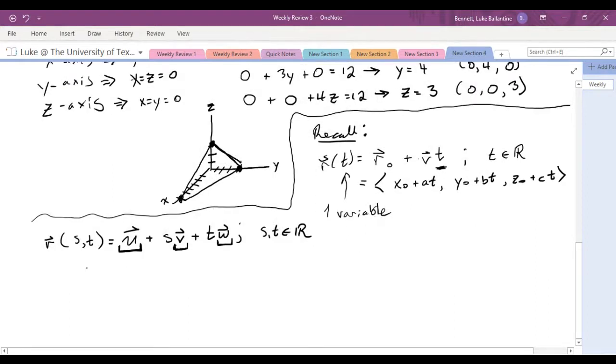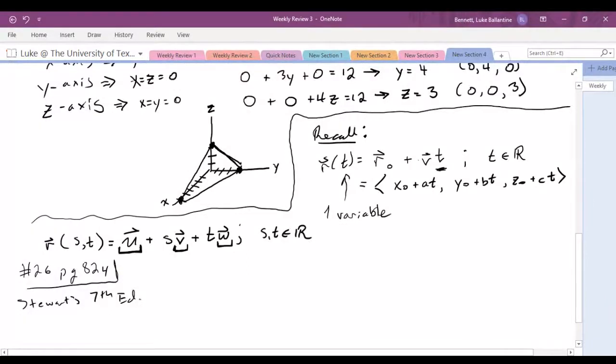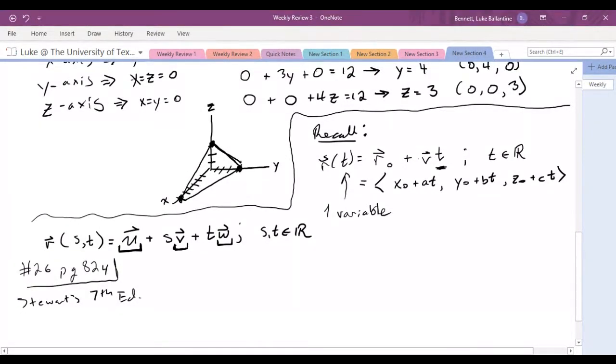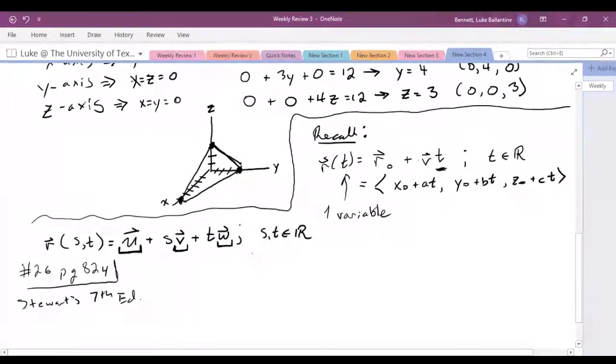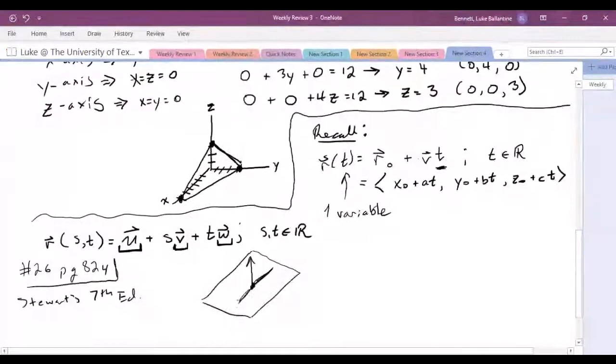So let's work an example to make some sense out of that. This is number 26, page 824 out of Stewart's 7th edition. Well, you would choose them. Let me draw a picture. So we would have like the normal vector. If they were parallel, it wouldn't work, because that would just give you a line. If v and w were parallel, then you would get a line through the point u.